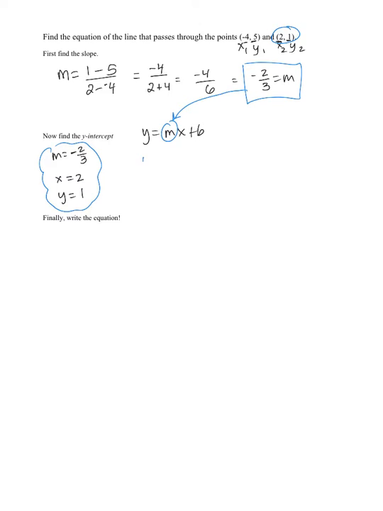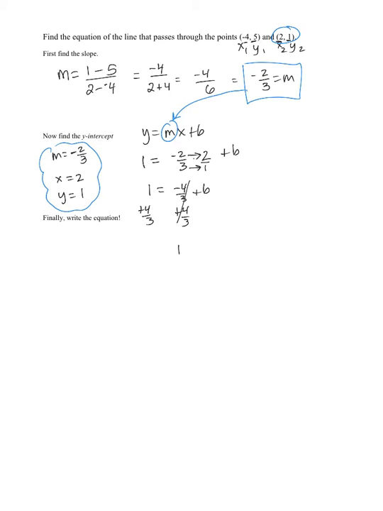So we've got y, and in this case we're using that value of 1, equals m, which is -2/3, times x, which is 2, plus b. Now we have a little equation, and we're going to solve for b. I've got a fraction times a number, so I'm going to give that number a denominator of 1 and multiply straight across. It would be negative 4 over 3. I need to solve for b, so I'm going to add 4/3 to both sides.